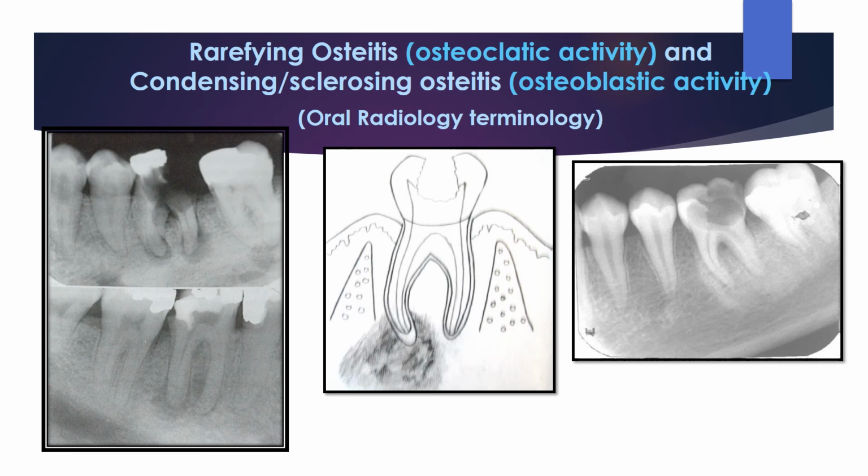On the other hand, when there is osteoblastic activity, that means the host response is better. Then there is condensing osteitis, also called sclerosing osteitis, due to an increased amount of osteoblastic activity. So there is a balance in the bone between the osteoblastic and osteoclastic activity. And both terms, rarefying osteitis as well as condensing osteitis, are radiology terminology. And clinically, the manifestation would either be apical periodontitis or an abscess based on the clinical findings.